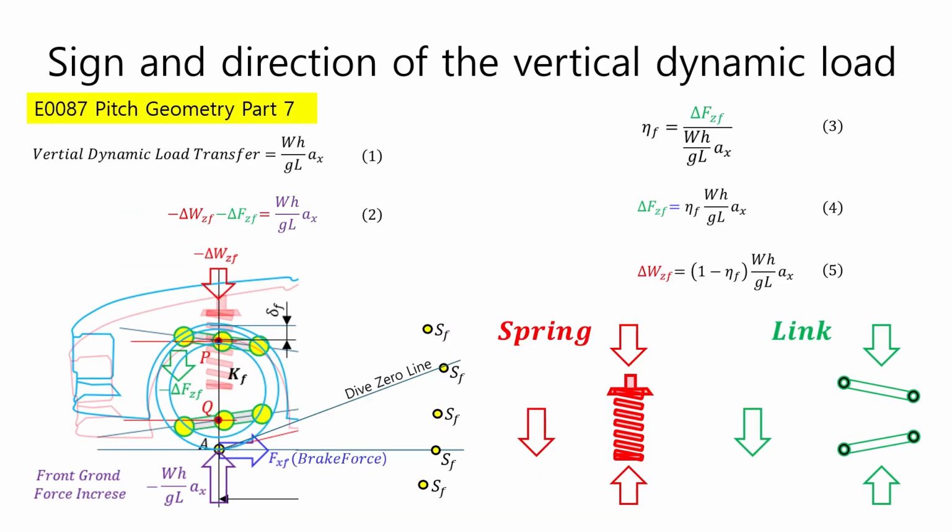In a recent video, E0087, Pitch Geometry Part 7, I explained the dive and pitch angles of a vehicle equipped with a front-wheel braking system, described how these angles change depending on the 7 positions of the virtual reaction point, and explained that even in braking, the front ride height can increase depending on the position of the virtual reaction point.